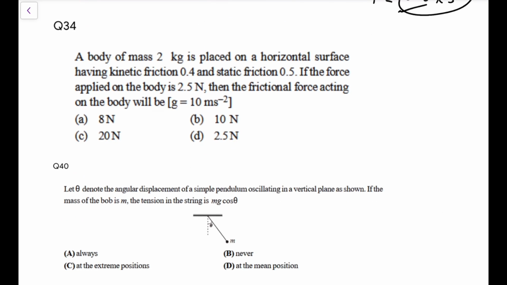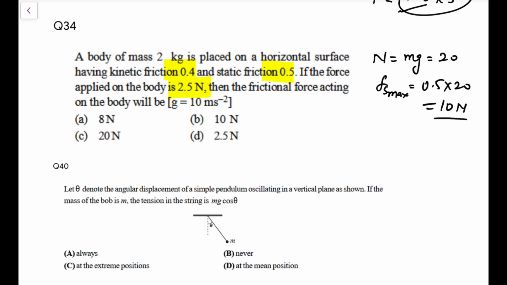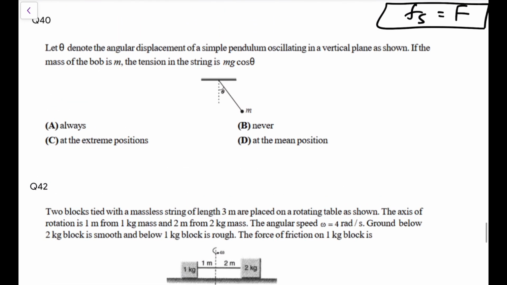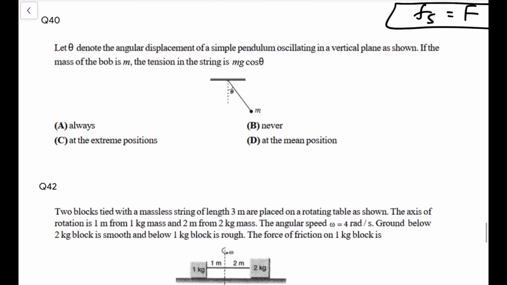A body of 2 kg is placed on a horizontal surface having kinetic friction 0.4 and static friction 0.5, and the force applied is 2.5. First of all, check what is Fs max. N here, in a standard case, would be mg, that is 20. So Fs max, the maximum limiting force that can act, is 0.5 into 20, that is 10. The applied force is definitely less than Fs max, that means the block won't move. Fs acts, and the actual Fs would be equal to the applied force, that is 2.5 Newton. Go with option D.